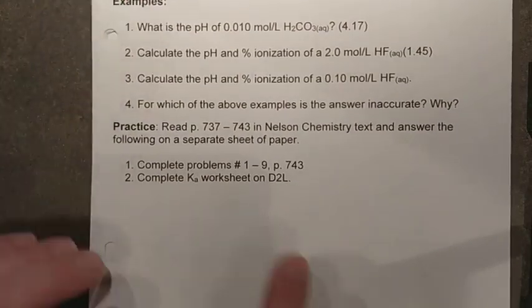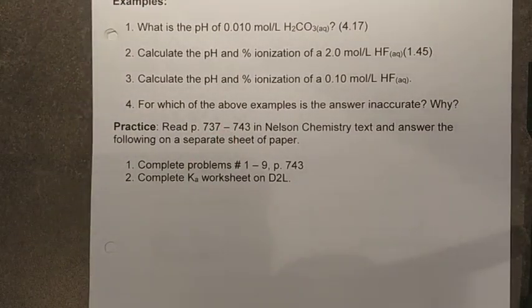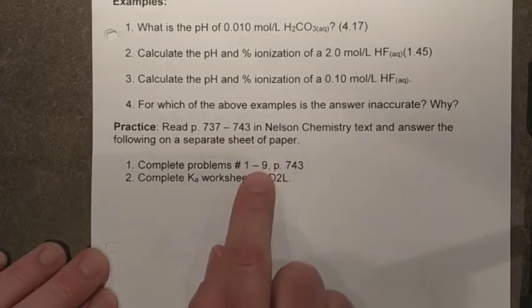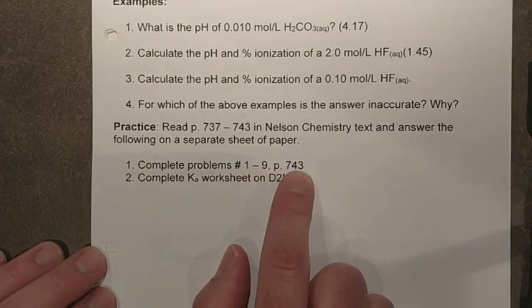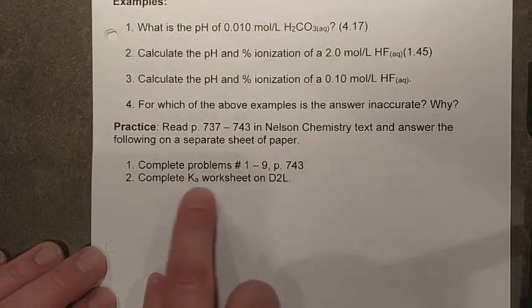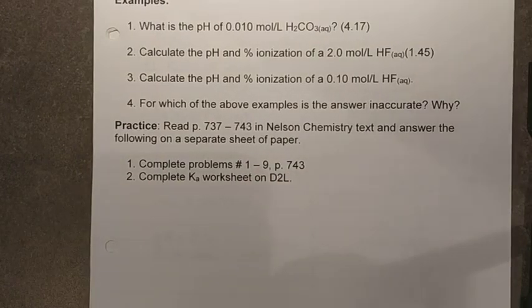Okay, so there we go. Take a look at the examples in 737 to 743. There's lots of good stuff there. They show the rule of 1,000 and explain it there with more examples in addition to mine. Try a few of these from 743, and there are extra Ka worksheets on D2L if you wish to get extra practice with this one.